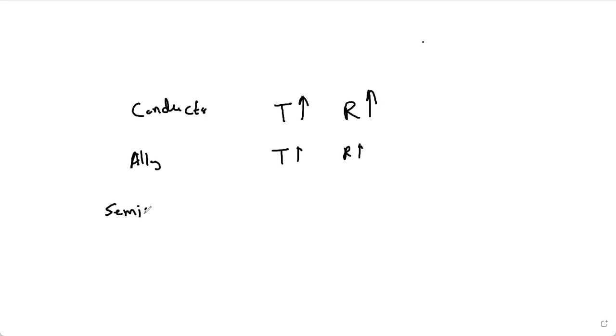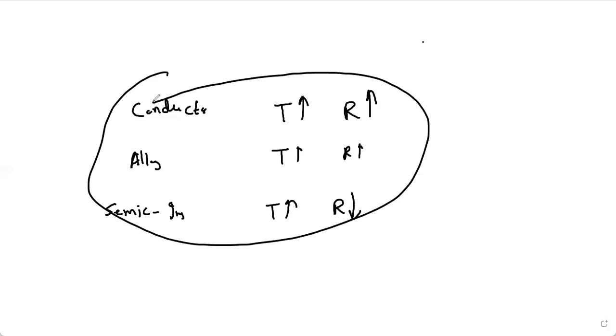The important thing is if you take a conductor and increase temperature, then resistance will increase. If you take an alloy, then also on increasing the temperature, resistance will increase. But if you take a semiconductor or insulator, then if you increase temperature, then resistance will decrease. This is the important thing.